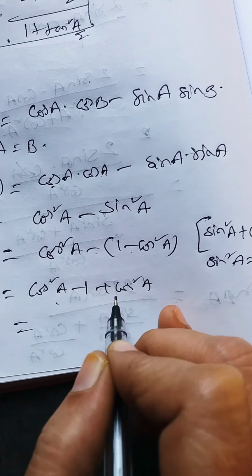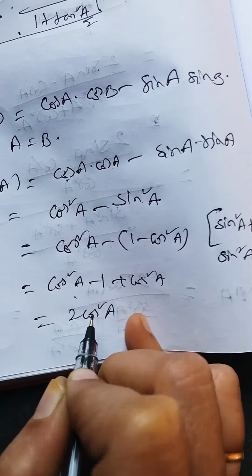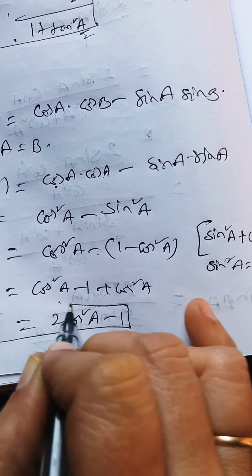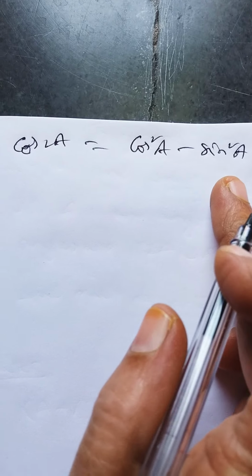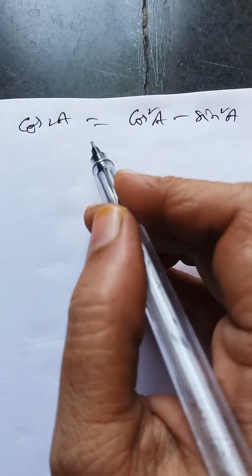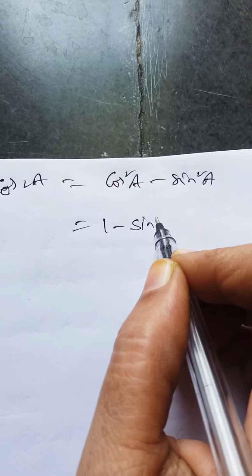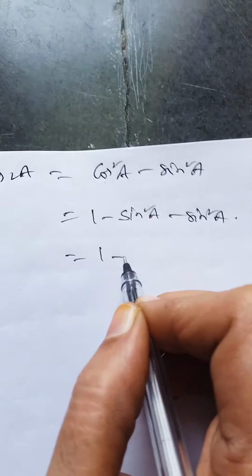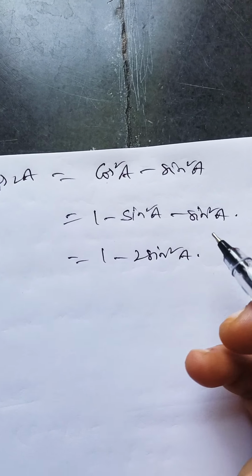So we will get here cos square a plus cos square a is 2 cos square a minus 1. This is cos 2a value in terms of only cos. Now cos 2a, we know, is cos square a minus sin square a. Now I want cos 2a value in terms of only sin. Then cos square a can be replaced: cos square a is nothing but 1 minus sin square a, minus sin square a. So we'll get here 1 minus 2 sin square a.